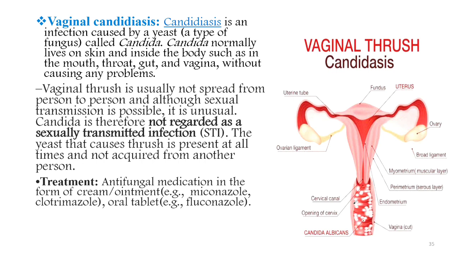Now come to the vaginal candidiasis. Candidiasis is an infection caused by a yeast, a type of fungus called Candida albicans. Candida normally lives on skin and inside the body, such as in the mouth, throat, gut and vagina, without causing any problems. Vaginal thrush is usually not spread from person to person, and although sexual transmission is possible, it's unusual. Candida is therefore not regarded as a sexually transmitted infection. The yeast that causes thrush is present at all times and not acquired from another person.